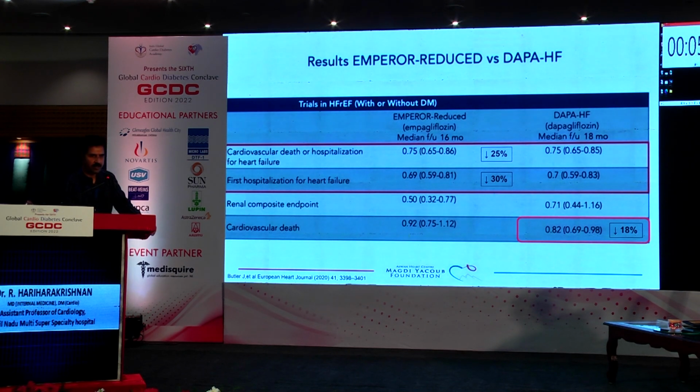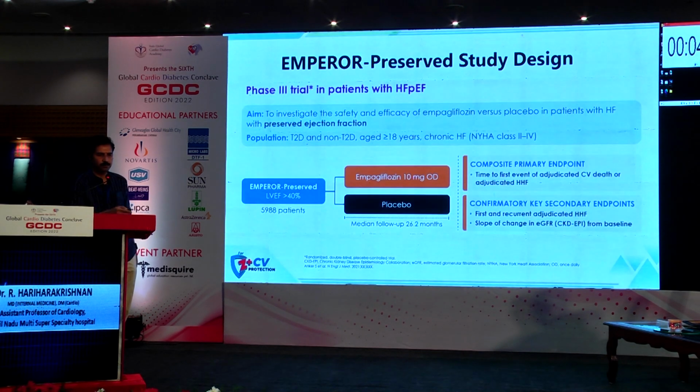These are the two major trials, EMPEROR-Reduced and DAPA-HF, which showed that in patients with heart failure with reduced ejection fraction, there is a significant cardiovascular mortality benefit and a significant reduction in heart failure hospitalization. Both trials clearly explain the cardiovascular benefits irrespective of the diabetes status. Both in diabetic and non-diabetic populations, the benefits are the same.